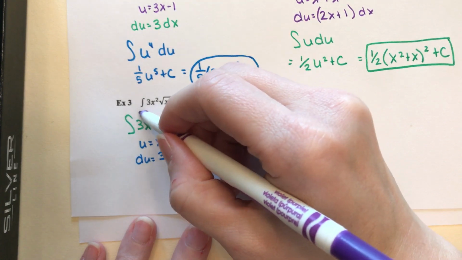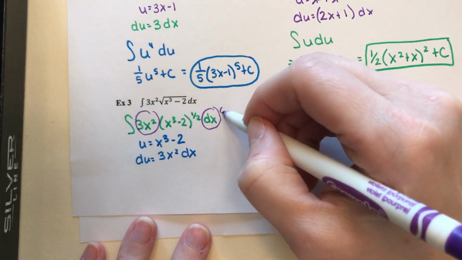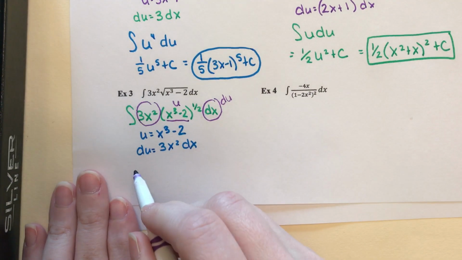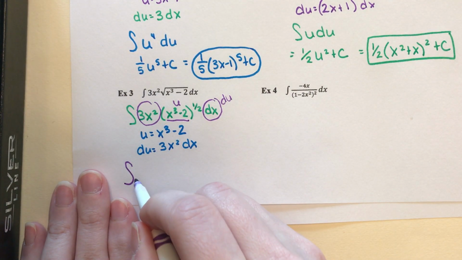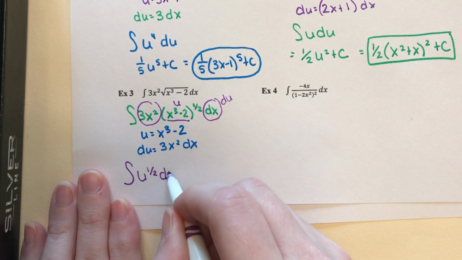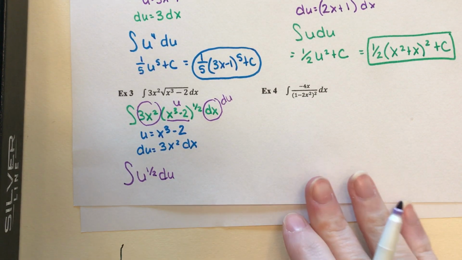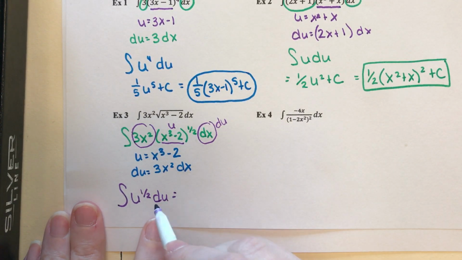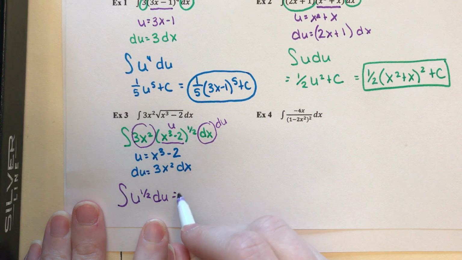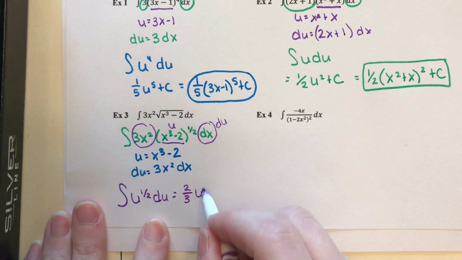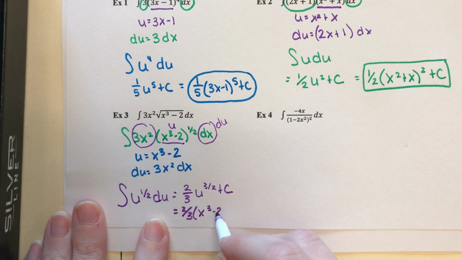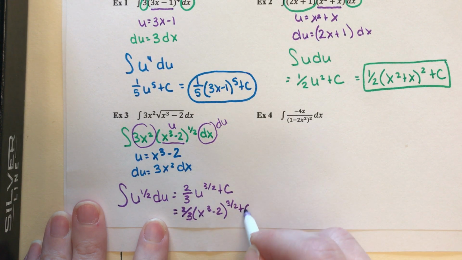So I'm going to circle. This is my du, this is my u, and I'm left with a 1/2. So that would be the integral of u to the 1/2 du. Now I'm going to take the integral of this. I'm going to add and divide. 1/2 plus 1 is 3/2, so 2/3 u to the 3/2 plus c. And then we plug back in for u. So it's 2/3 (x to the 3rd minus 2) to the 3/2 plus c.